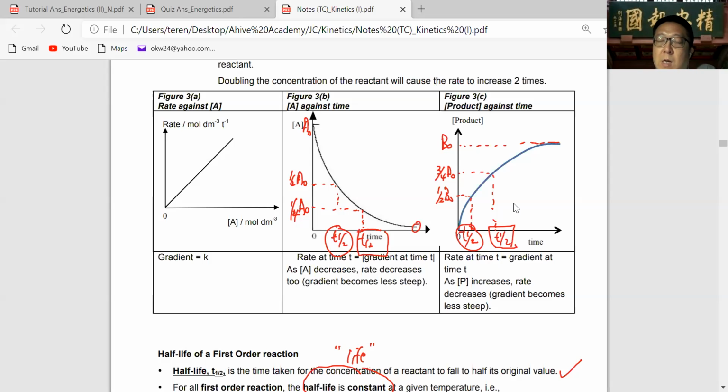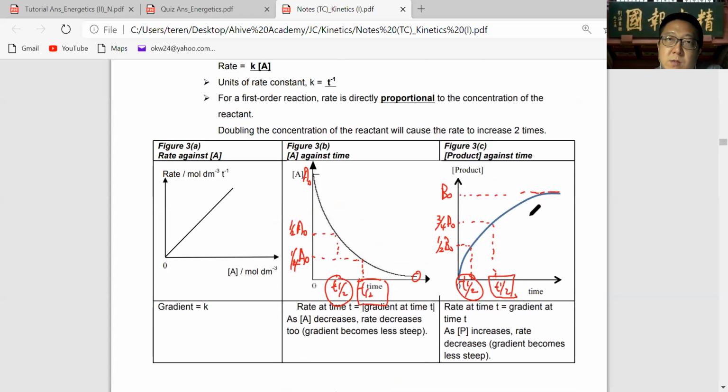When we see a question later, I will pull it out for further discussion. So you all just jot down first, okay, for the time being. Any question before we end off? I hope I'm not going too fast.